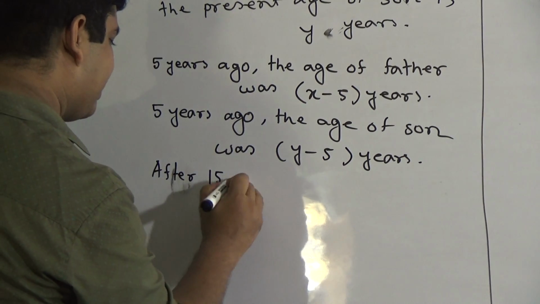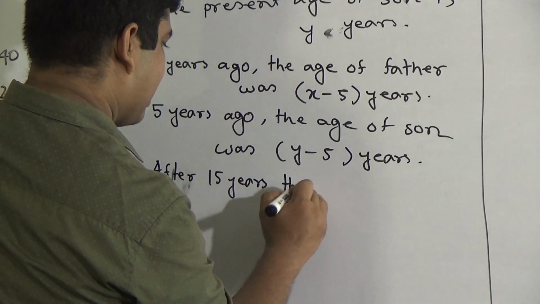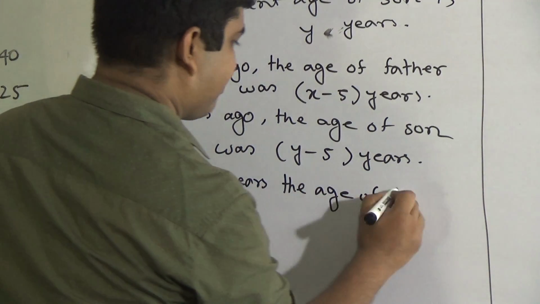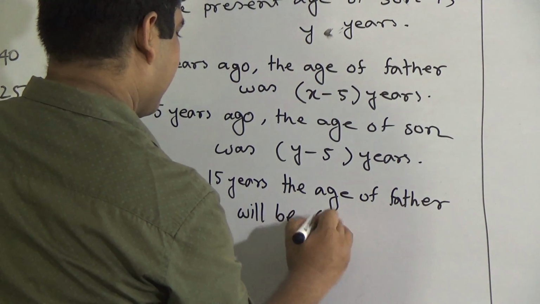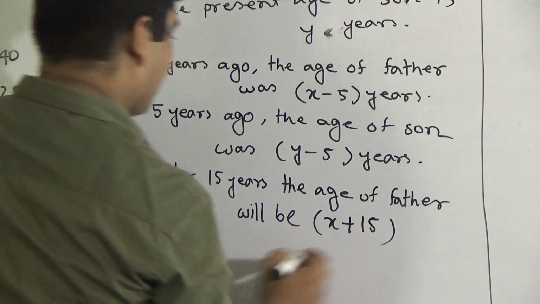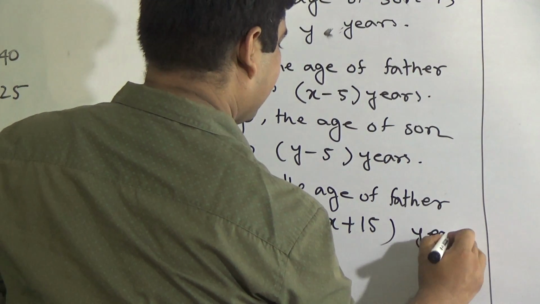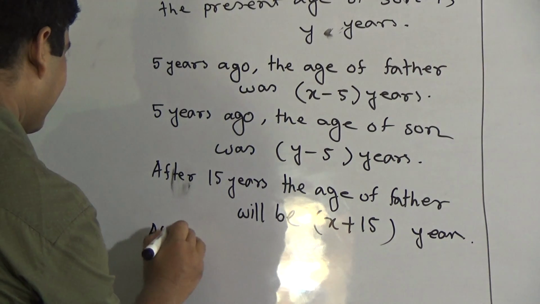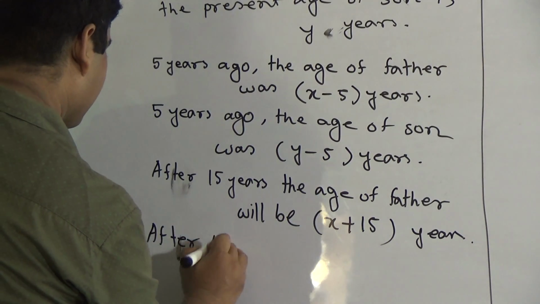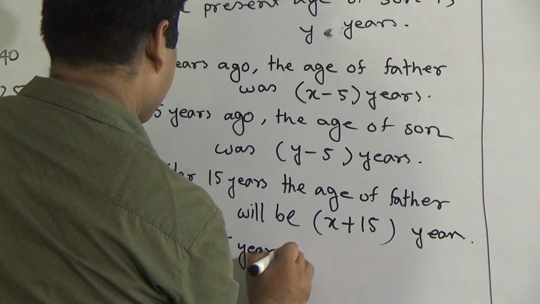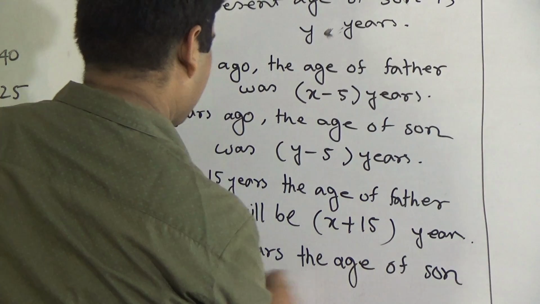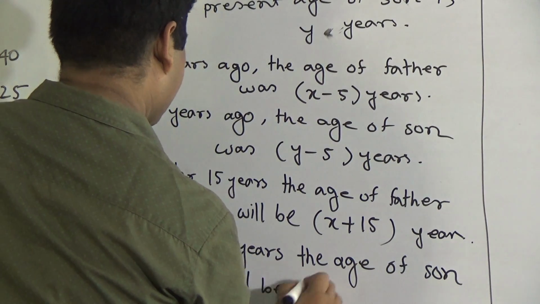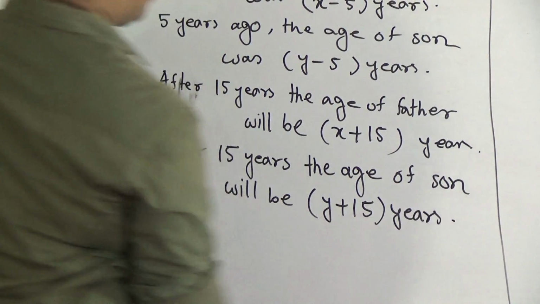After 15 years the age of father will be x plus 15. On the other hand, after 15 years the age of son will be y plus 15 years, right?